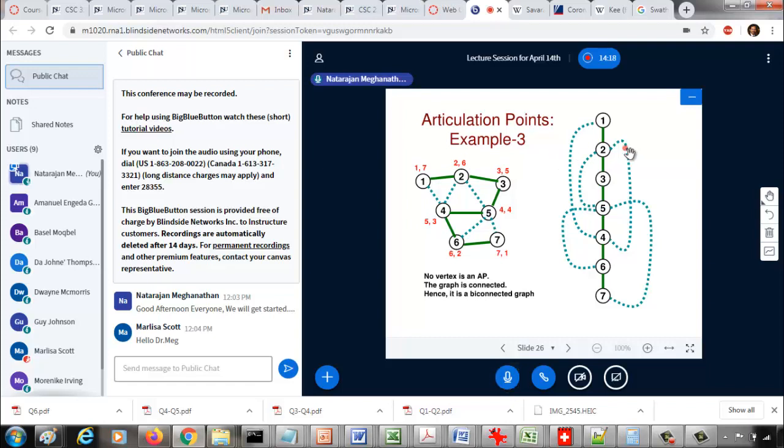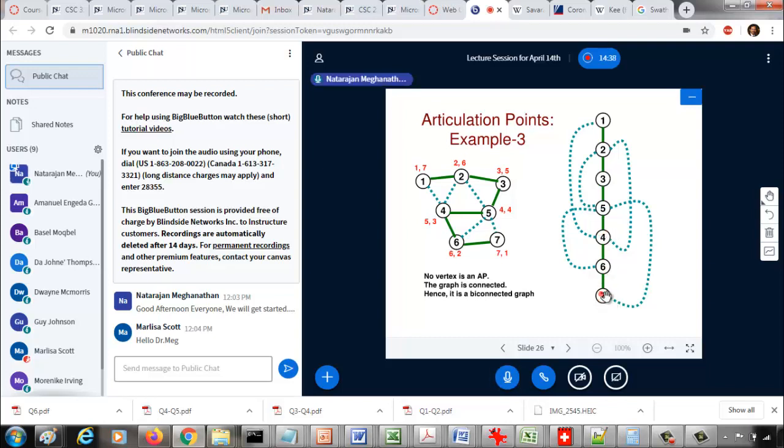So now if you put together the tree edges and back edges, this is the depth first search tree we can visualize. So again we started from 1. So 1 is the root of this depth first search tree, and then we keep going down.